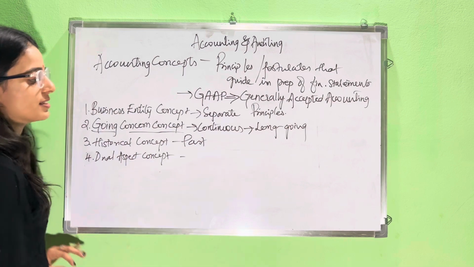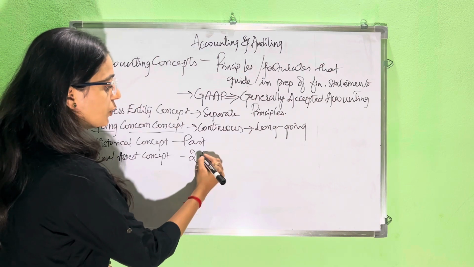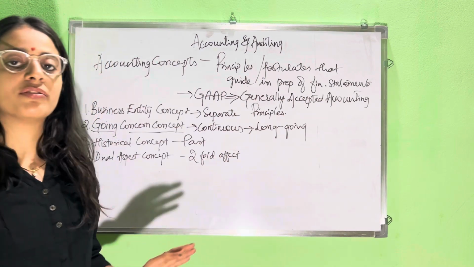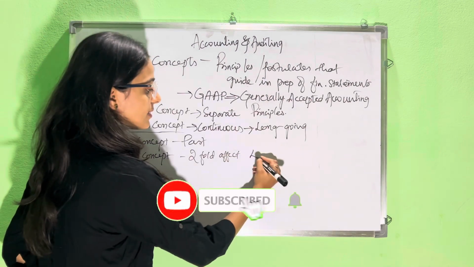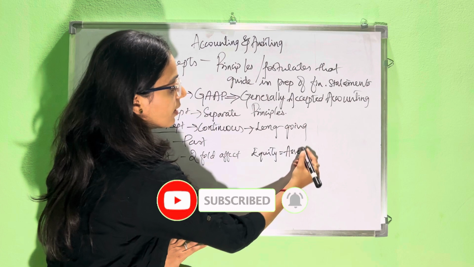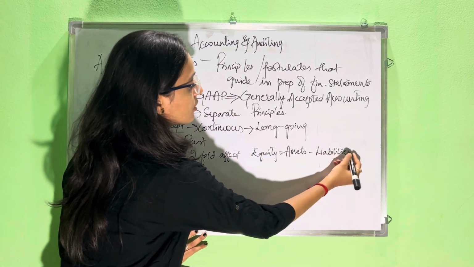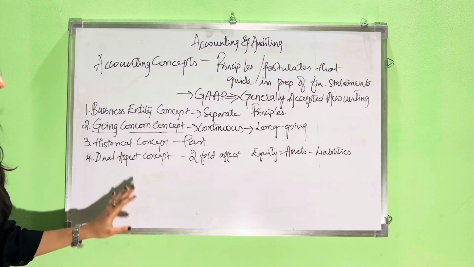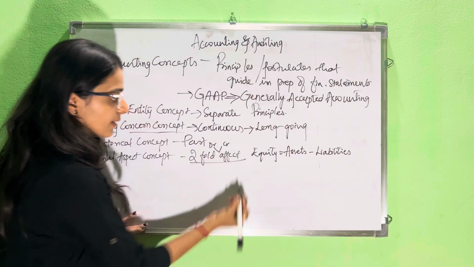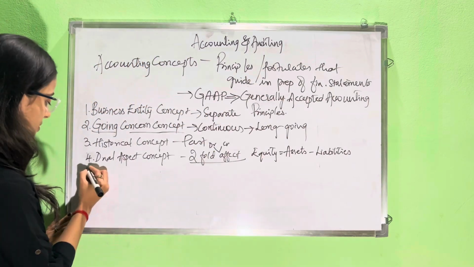There also comes the dual aspect concept, which means that every transaction has a twofold effect. Twofold effect. We know that equity is equal to assets minus liabilities. So this concept states that twofold is nothing but debit and credit. Every transaction has two effects.